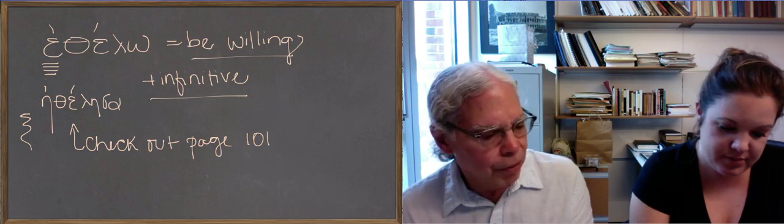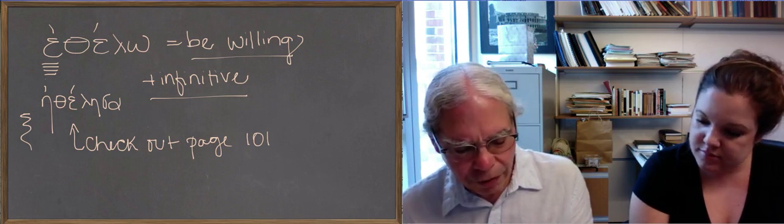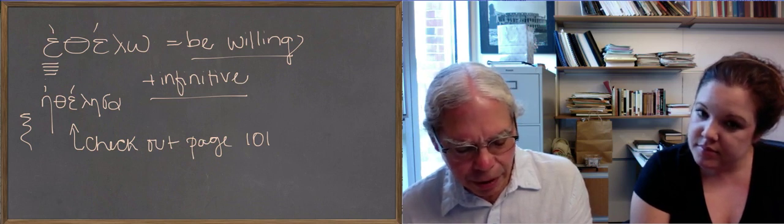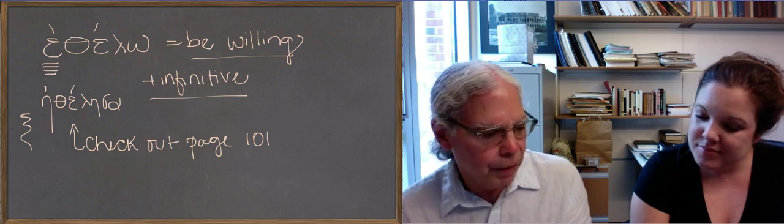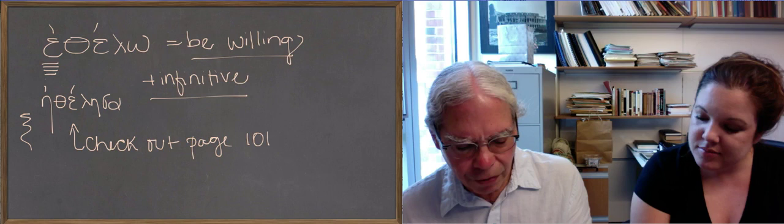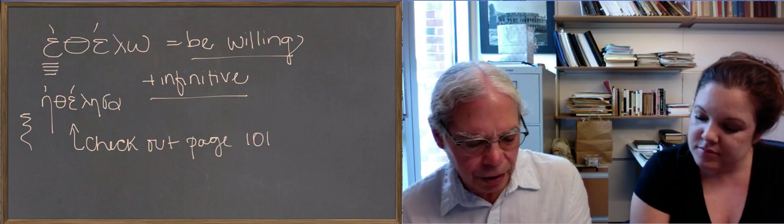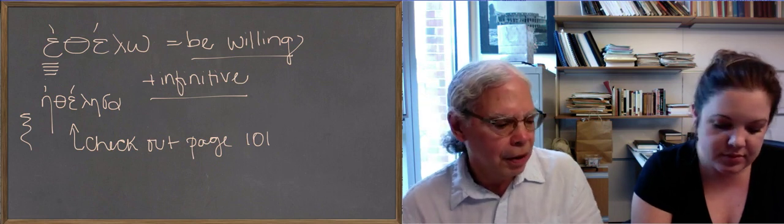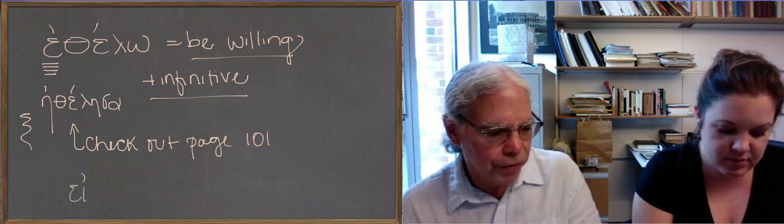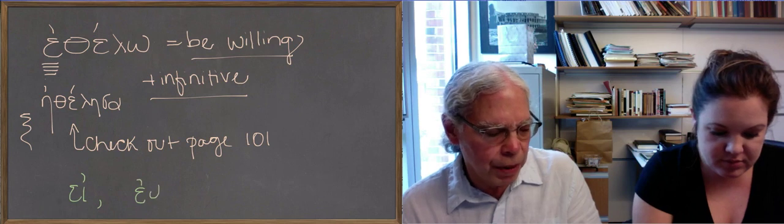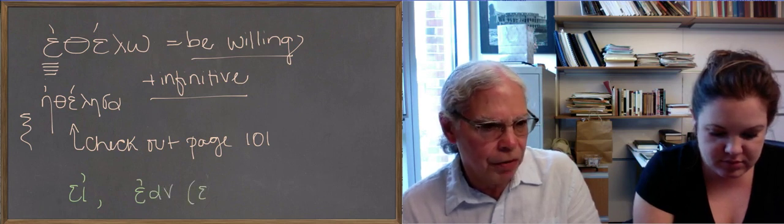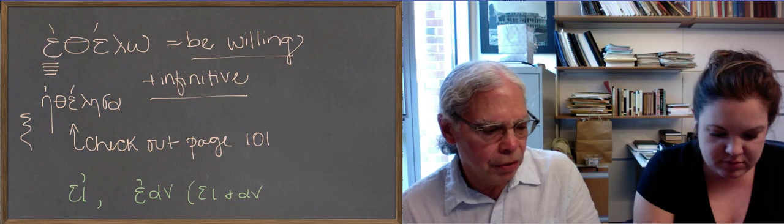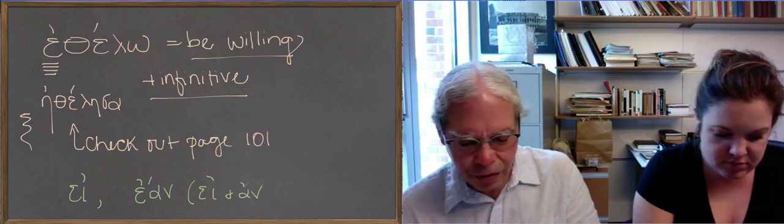So the next word is ei, the word for if. Notice it's a word without an accent. It says it's a particle. It's really a conjunction, I think. It also gives you the form ean, which is just a merging together of ei with the modal particle an. Again, what's the difference in meaning between these two? They both mean if. The an is there because it's a syntactic marker and you use it to distinguish different kinds of conditional sentences.